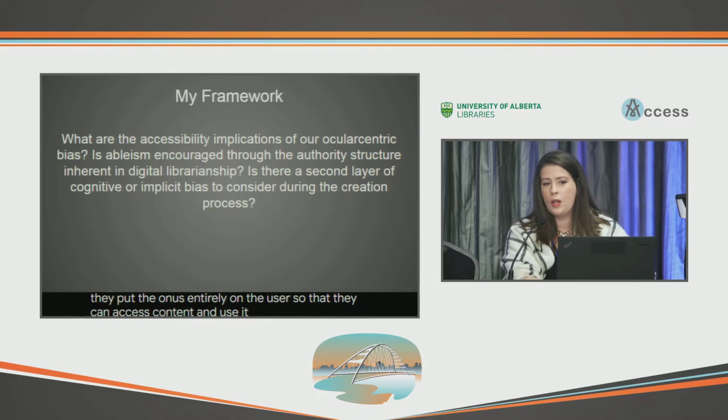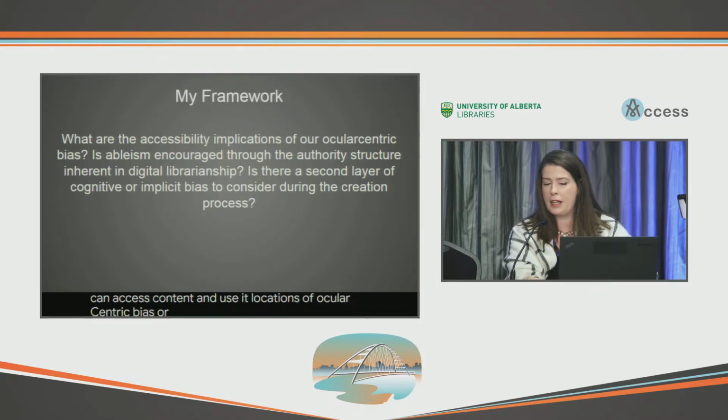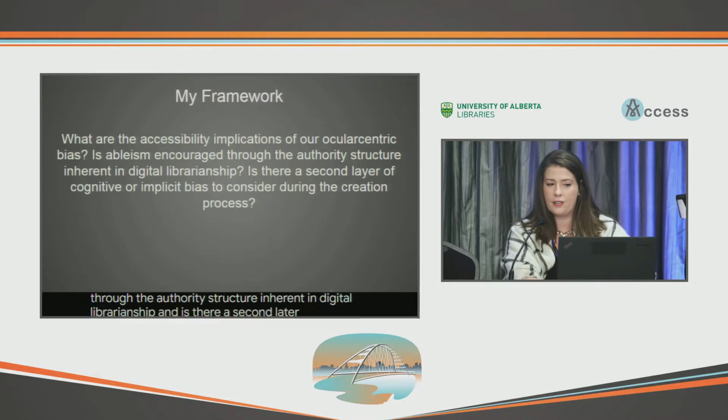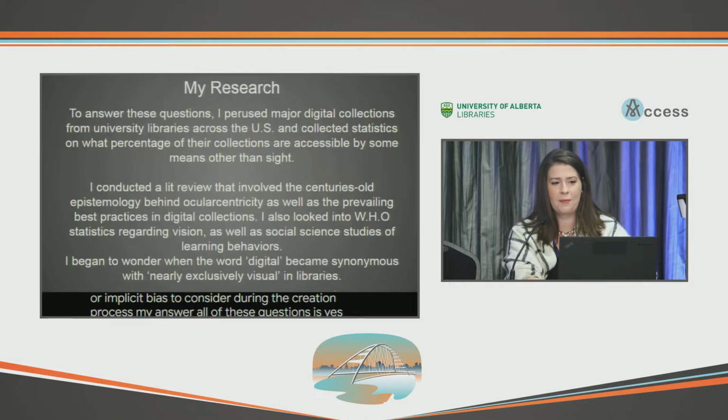So my framework: what are the accessibility implications of ocular-centric bias or visual bias? Is ableism encouraged through the authority structure inherent in digital librarianship? And is there a second layer of cognitive or implicit bias to consider during the creation process? My answer for all of these questions is yes.